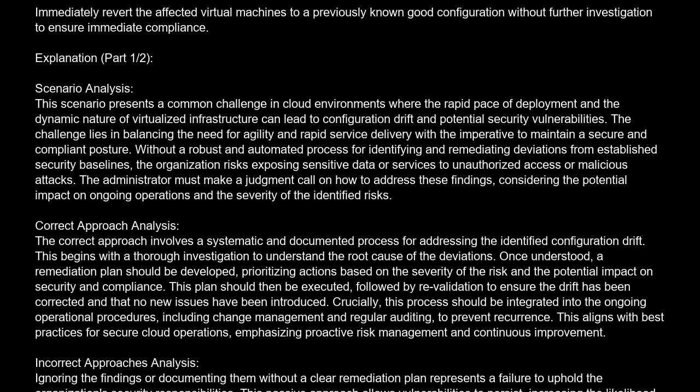The correct answer is C. Immediately revert the affected virtual machines to a previously known good configuration without further investigation to ensure immediate compliance.